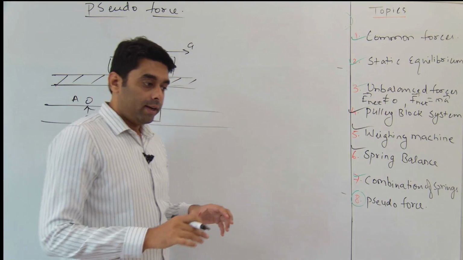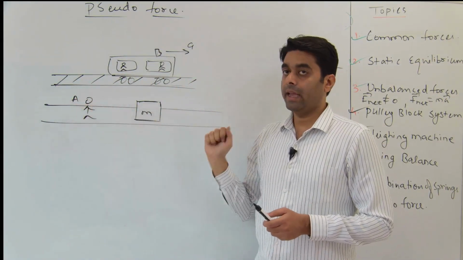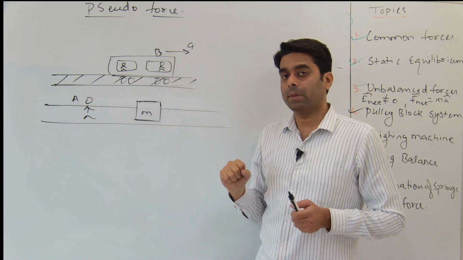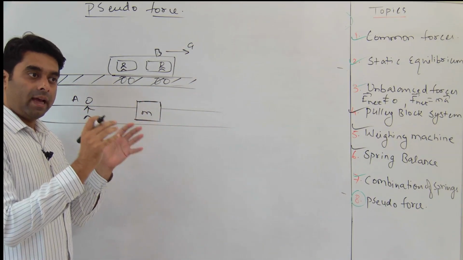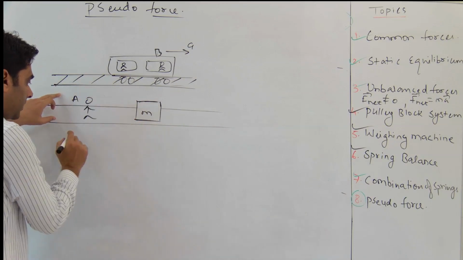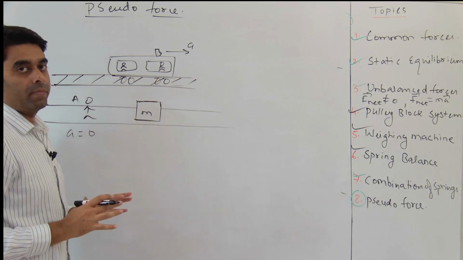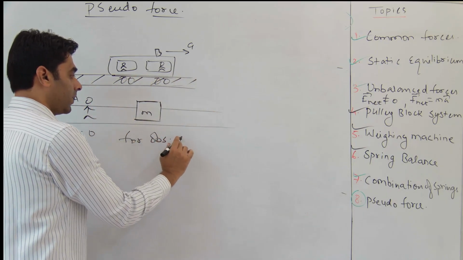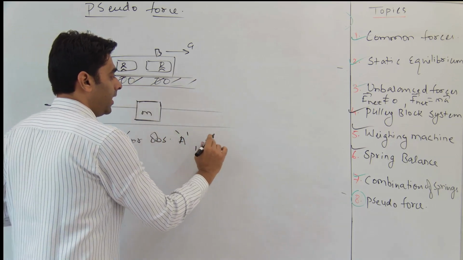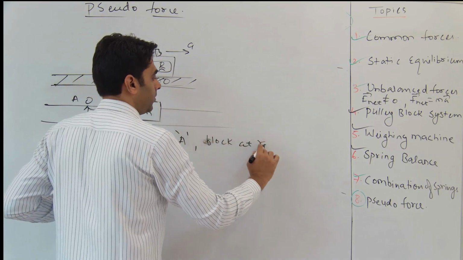Now, let us take a look at the block from observer A, that means with person A, and observer B, that is person B. So when person A will look at the block, he will feel that the block is at rest, because he is at rest, acceleration is 0, so with respect to him the block is at rest. Fine, no issue. So for observer A, block at rest, well and good.